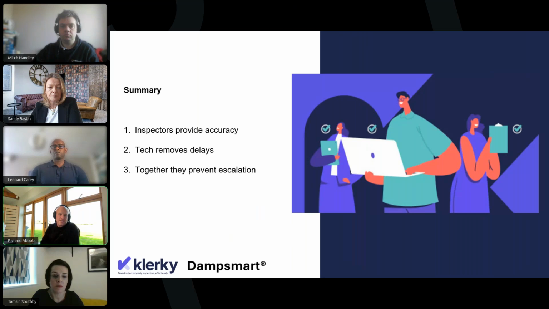In summary, inspectors provide accuracy. Professional inspections ensure nothing is missed. Technology ensures nothing is delayed, and together they ensure nothing escalates. That's how organisations create safer homes, reduce disputes, and meet modern compliance expectations. Yeah, that's all from me.